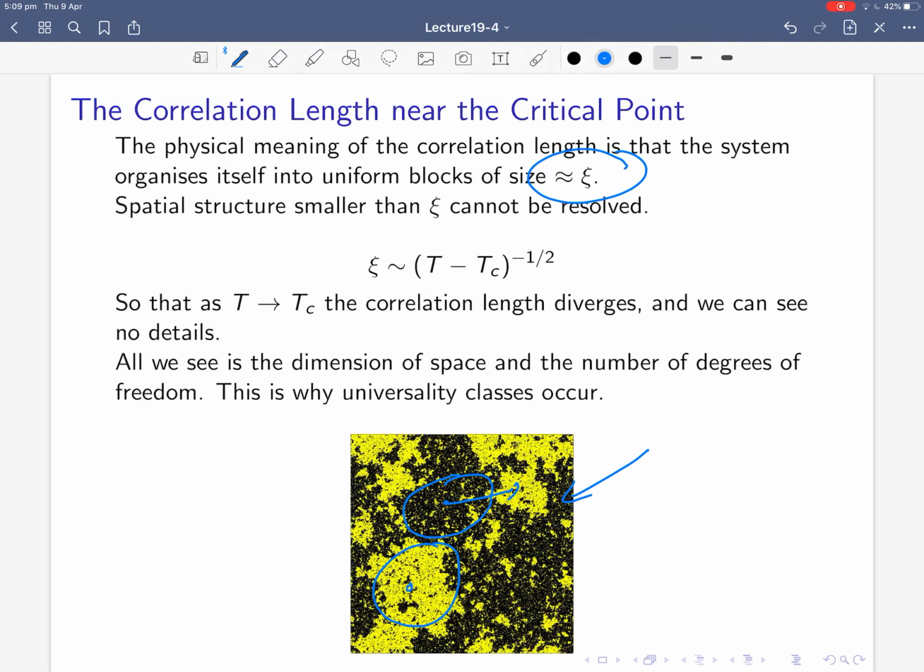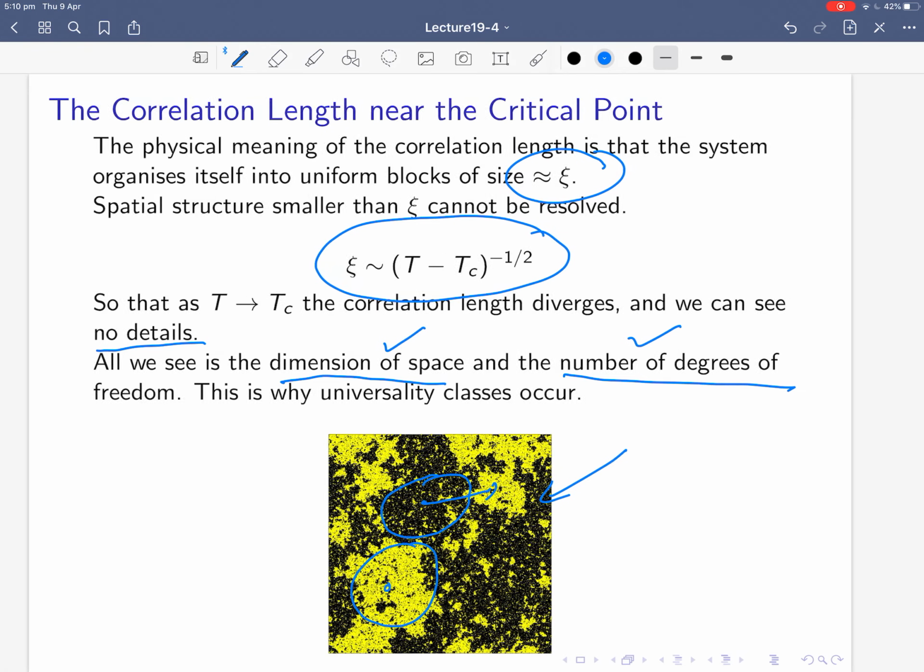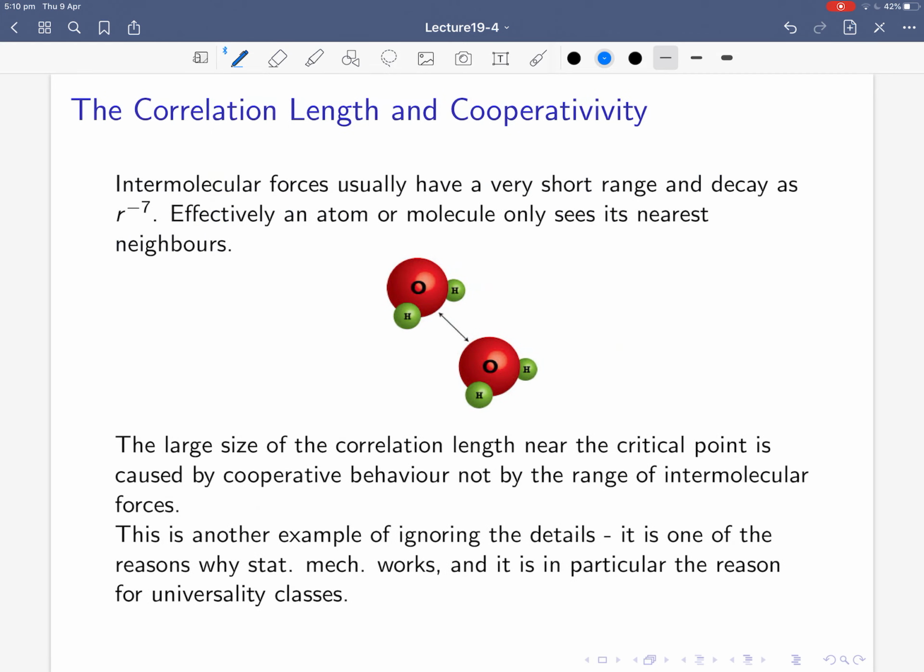And the spatial structure smaller than the correlation length, you don't see anything, it's just yellow or black. So the correlation length diverges as you approach the critical temperature, as you approach where the phase transition occurs. And we can see no details. All we see is big blocks of yellow and big blocks of black. And what we see in some sense in this system is just the dimension of the space and the number of degrees of freedom in our system. That's what's important here. This is why universality classes occur, because those two things are what's important. The details of the Hamiltonian are not so important.